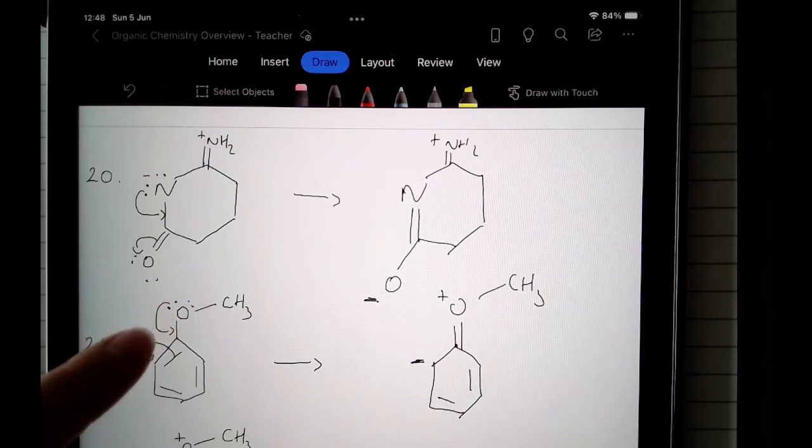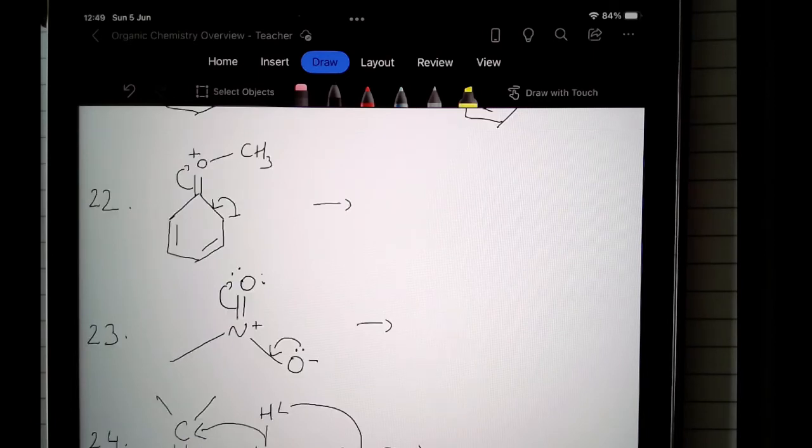Because it's after sending its electrons into the ring, it's lost an electron. The ring, and specifically this carbon, has gained that electron. There are only 4 more. Have a go at 22 and 23.